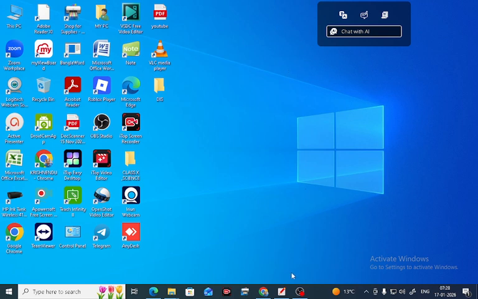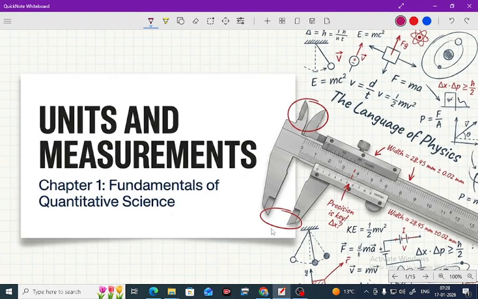Hello everyone. Today we shall discuss units and measurements. Chapter 1, the fundamentals of quantitative science.